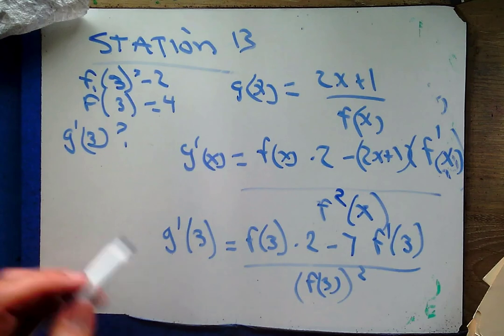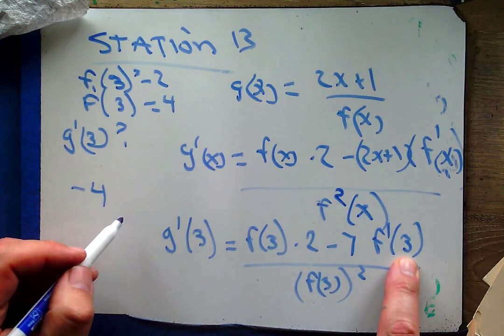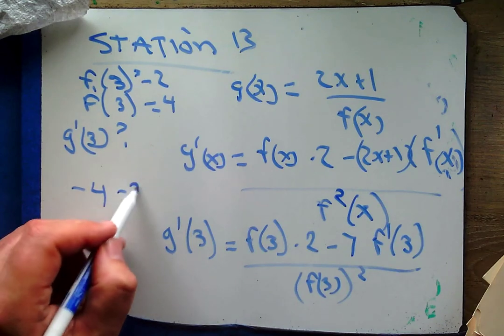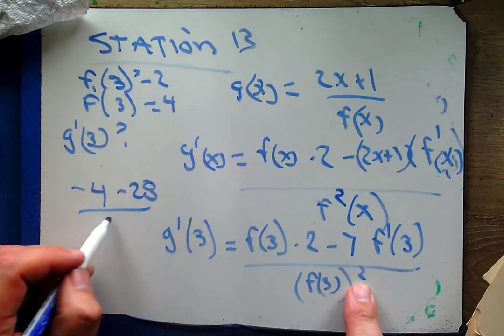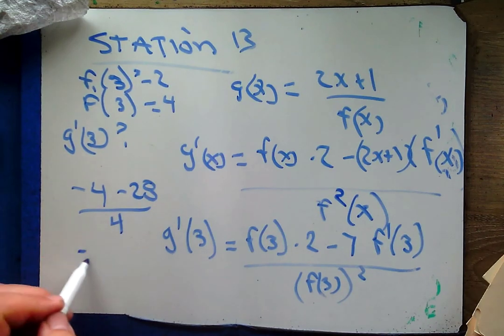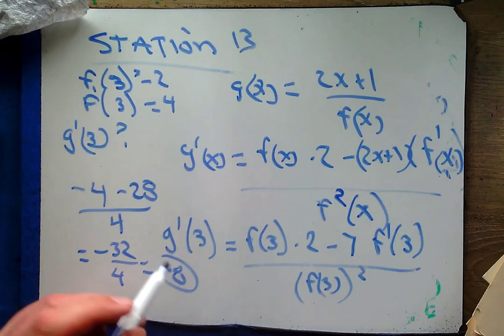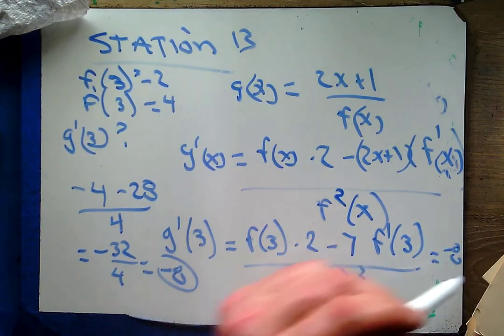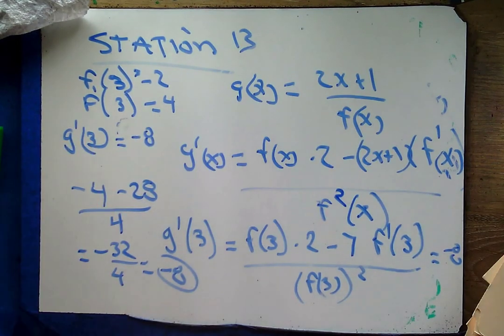Well, we know that f of 3 is negative 2. Negative 2 times 2 is negative 4. And f prime of 3 is 4 times negative 7 is negative 28. f of 3 again is negative 2. Negative 2 squared is positive 4. So I have negative 32 over 4, or negative 8. g prime of 3 for part B is negative 8.